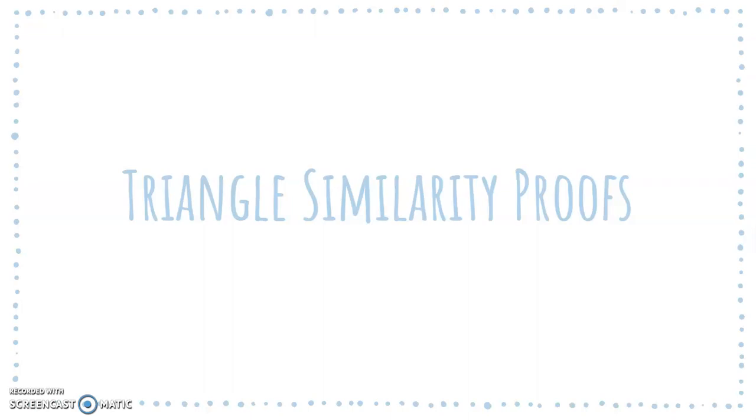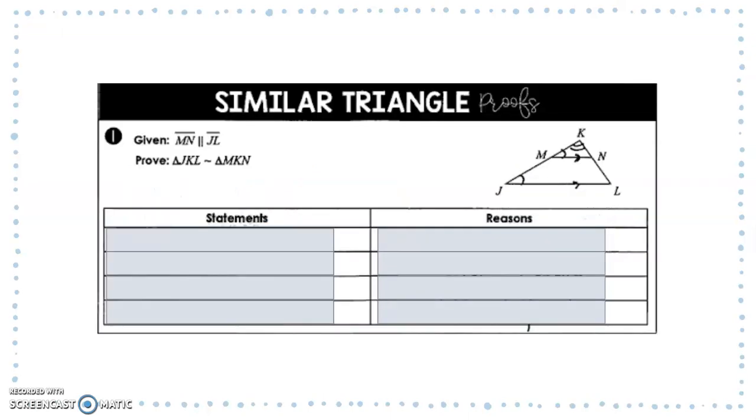The last part of this unit is looking at proofs with our similar triangles. So we're going to be using those three ways to prove that triangles are similar: angle-angle, side-side-side, and side-angle-side. And we're going to be combining those with the proofs like what we did with our congruent triangles. So with our first one, they gave us a given statement, they gave us our proof statement, and they gave us our picture.